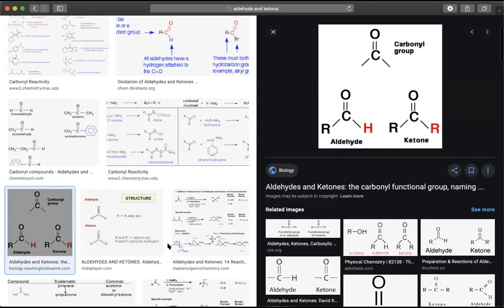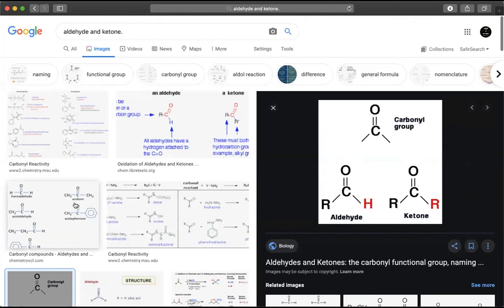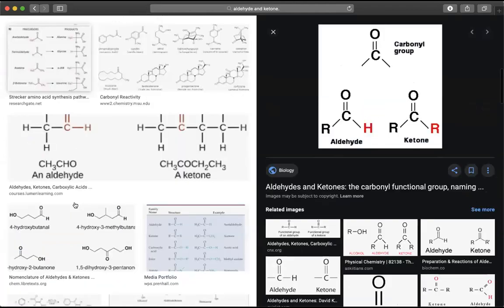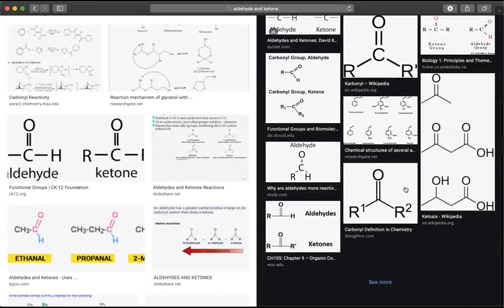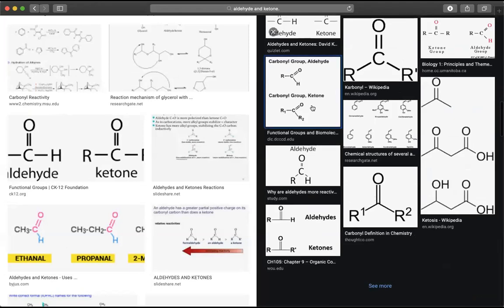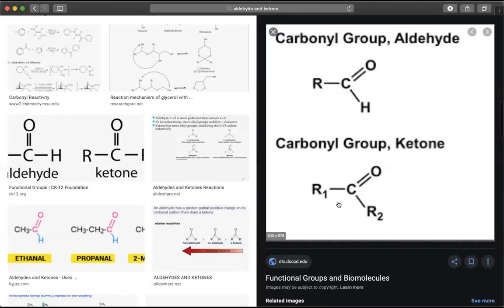Where is this image? R, where is it? I'll use the same one here. So R1 and R2 are supposed to be different. Then with the aldehyde, the first R is the rest of the chain, and when you are counting, the function is supposed to be placed at carbon number 1.